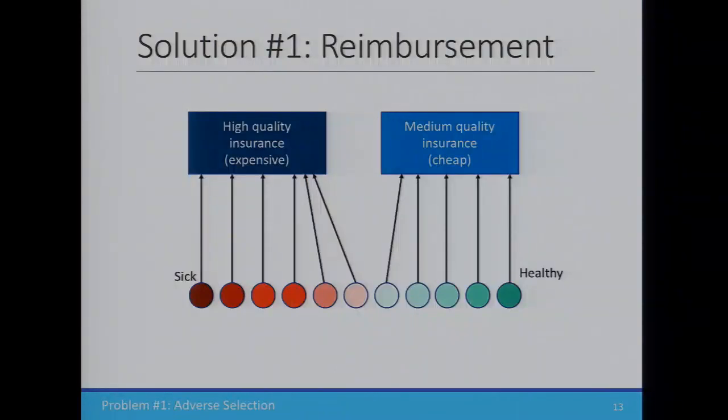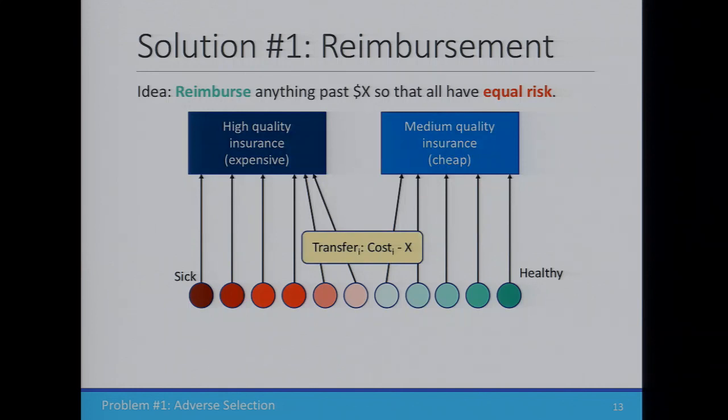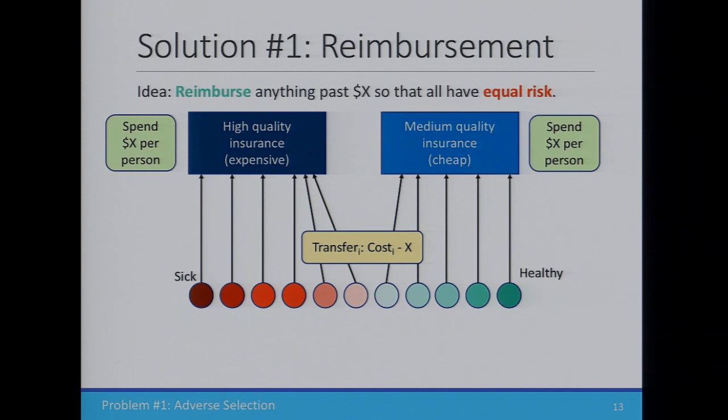So here's the first idea of how we can maybe fix this. We could just reimburse anything past some number of X dollars so that everybody has equal risk. They're bearing the same burden for every patient. So the government will transfer to them the excess costs over X dollars, and they're going to spend X dollars per person.